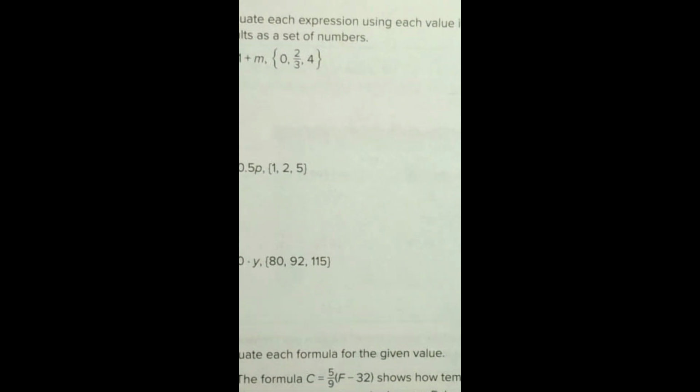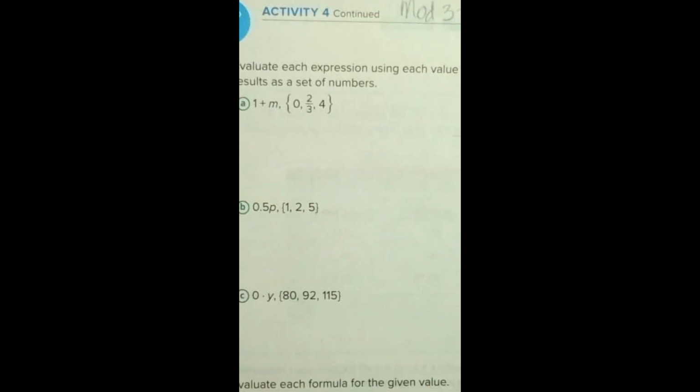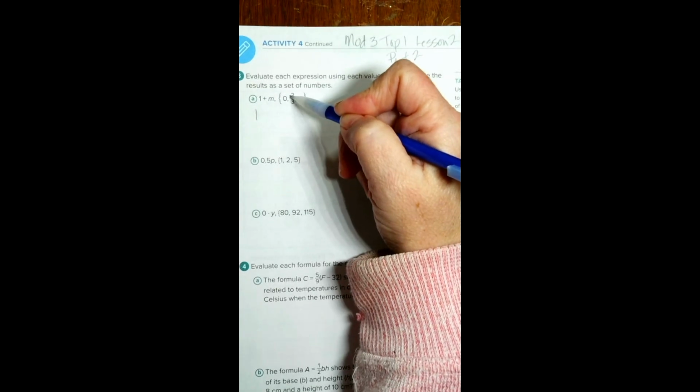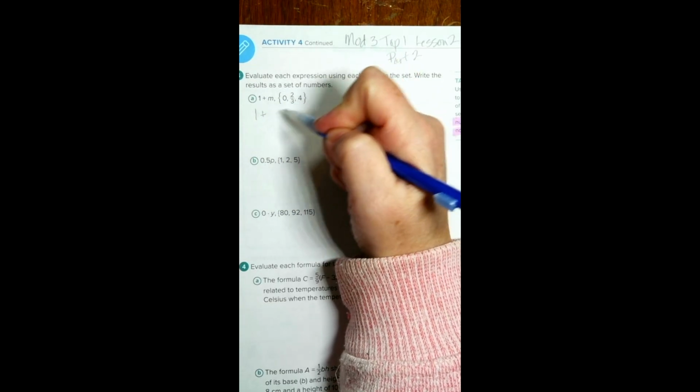It says evaluate each expression using each value in the set. Write the results as a set of numbers. Oh, you can see the curliness here a little bit better. So you see how it kind of comes out there a bit? Okay, so a little different than parentheses. And again, it shows a set of numbers, like a grouping. Okay, so we have 1 plus m. And each time they want us to put one of these numbers in this set in for m. They want us to substitute it in.